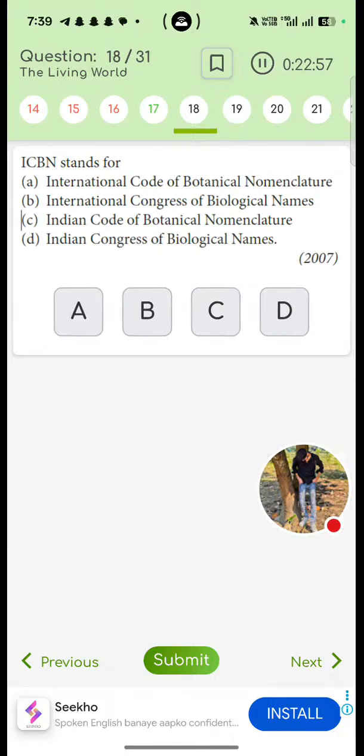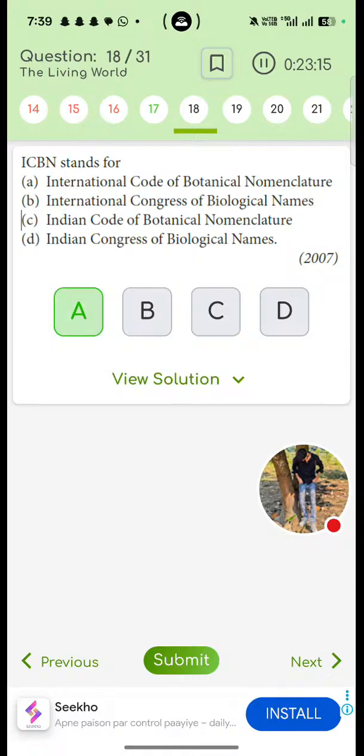Next, ICBN stands for International Code of Botanical Nomenclature, International Congress of Biological Names, Indian Code of Botanical Nomenclature, or Indian Congress Biological Names. And the right answer is A. International Code of Botanical Nomenclature.